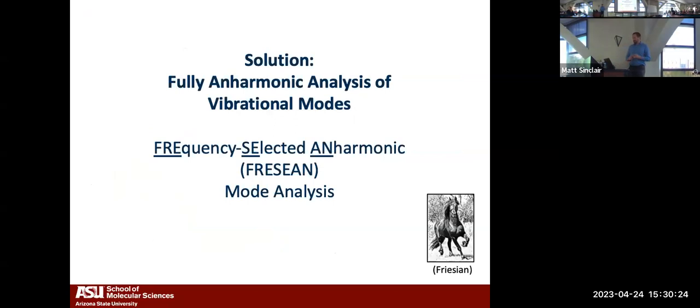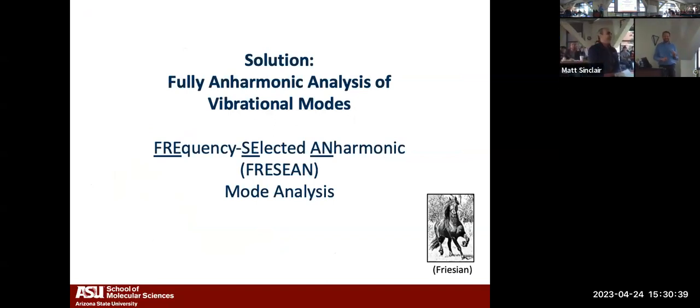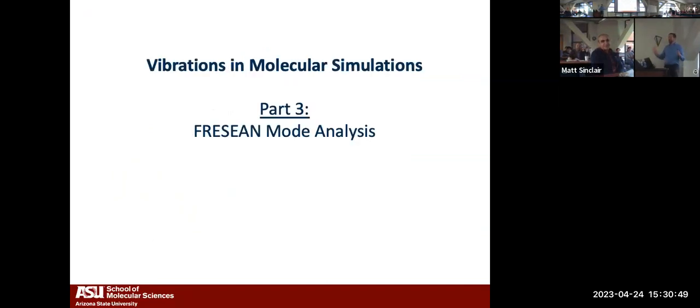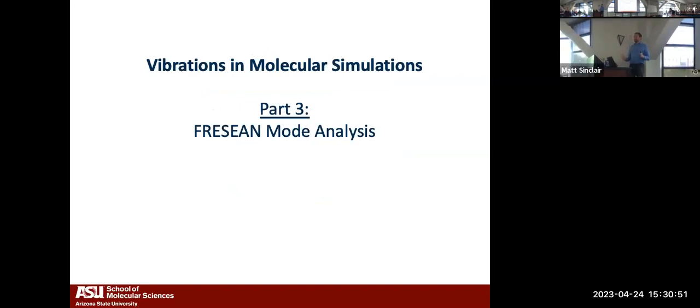So there's a third method. That's what we came up with. It's based on a time correlation formalism. Again, I call it frequency selected anharmonic mode analysis. I'm not very good at making acronyms. It sounds a little bit like Friesian, which is a northern part of Germany and the Netherlands, where they breed these horses. But essentially, this is the third way how you can analyze vibrations now. So this is based on our method.